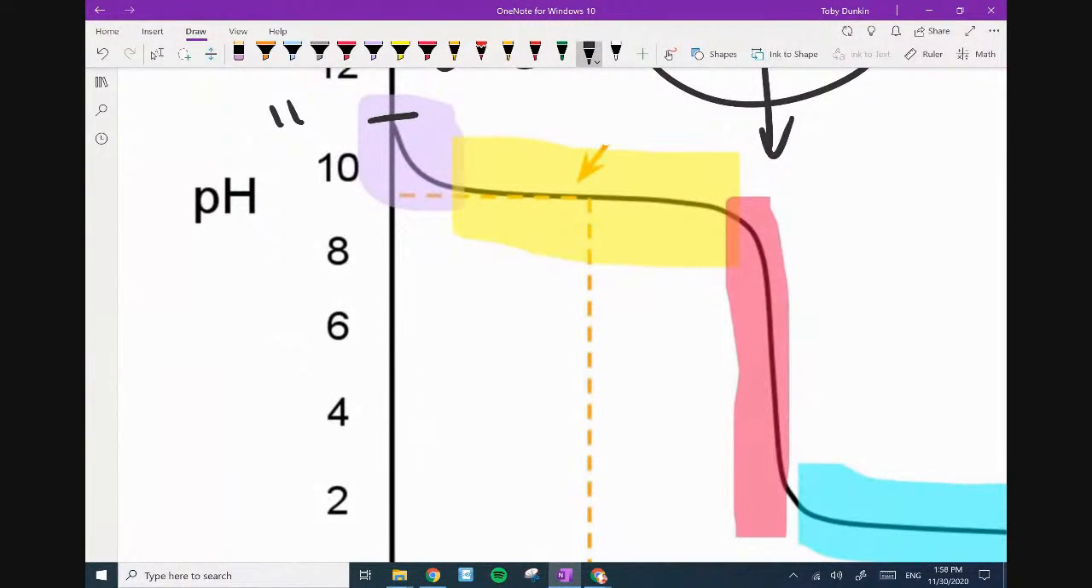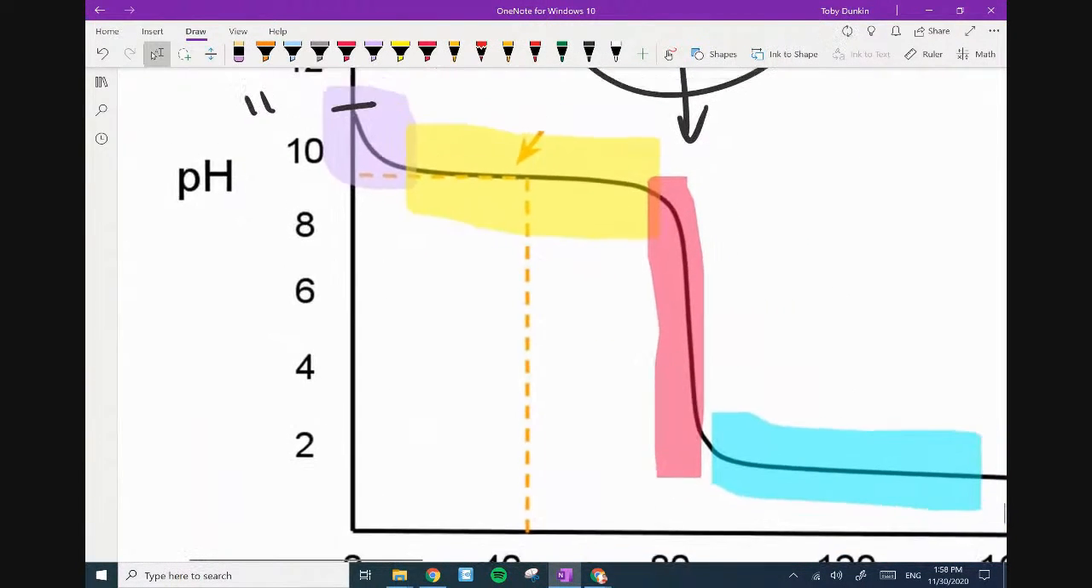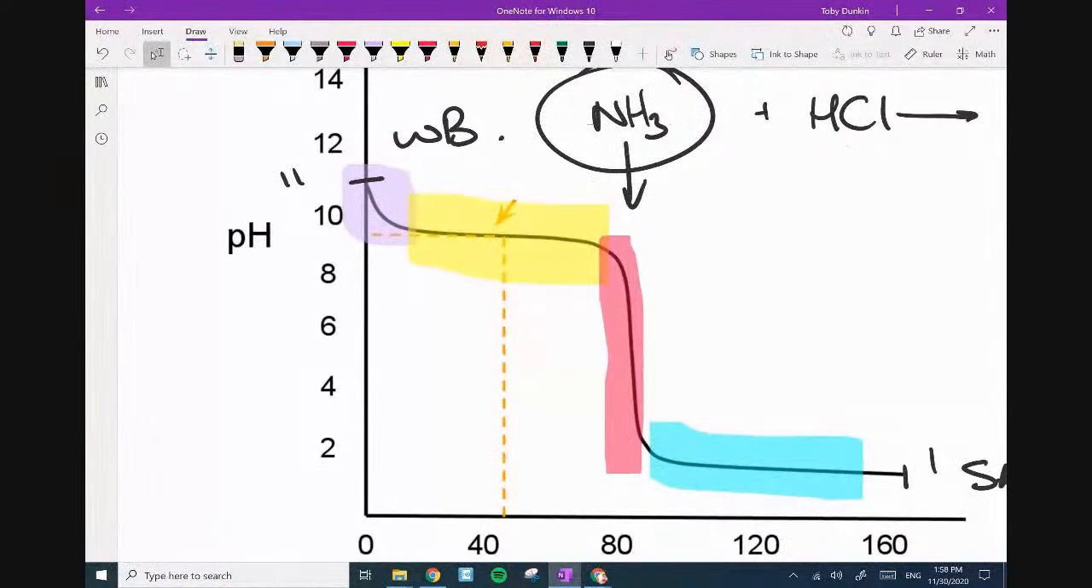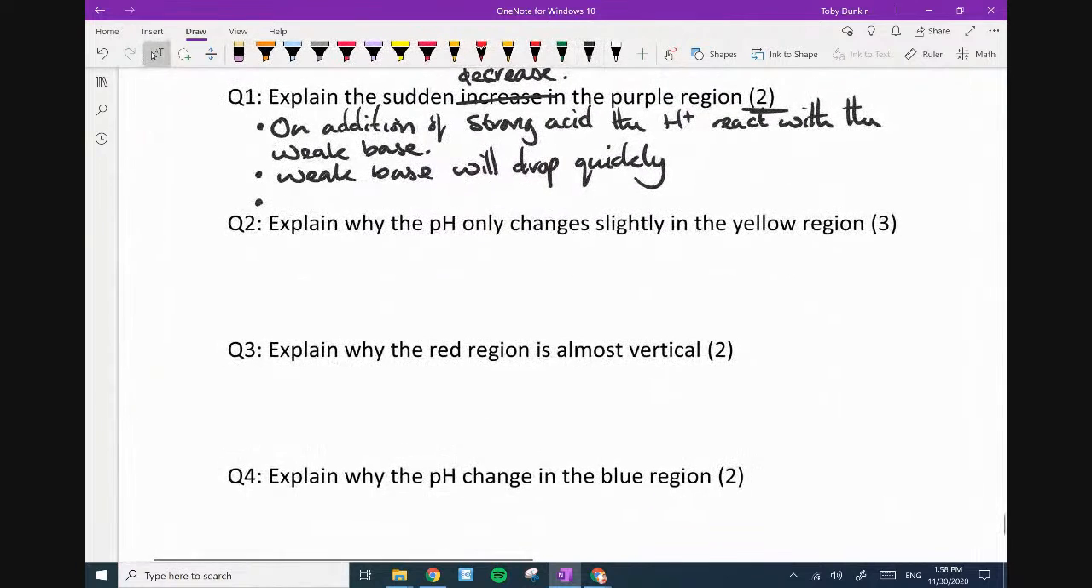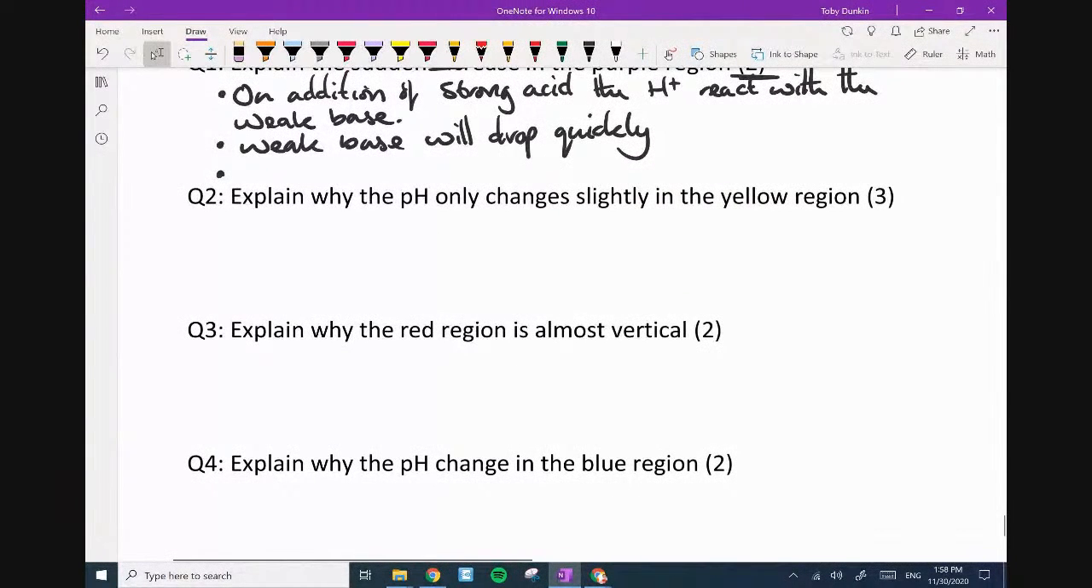Now what we need to do is, so it will drop quickly, but now the clever bit of this question, the bit that everyone misses, and the reason why this is hard, is because it's linked to the buffer region. So I'm going to come back to this. There's one more bullet point in a mark here that we're going to miss if I'm not careful. And I want to then go into the buffer region. So explain why the pH only changes slightly in the yellow region.